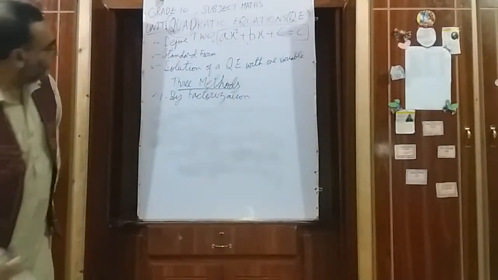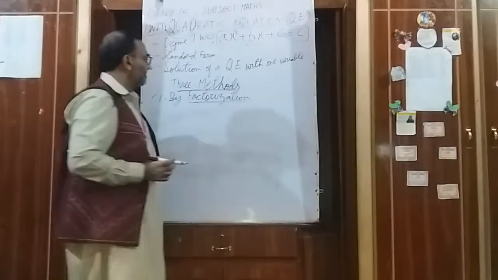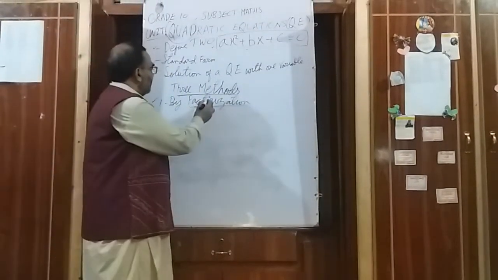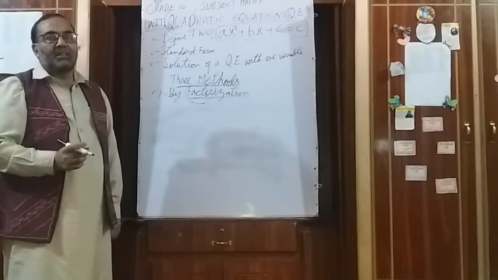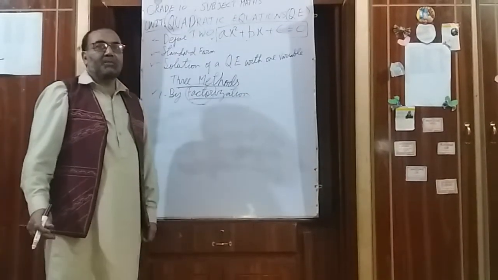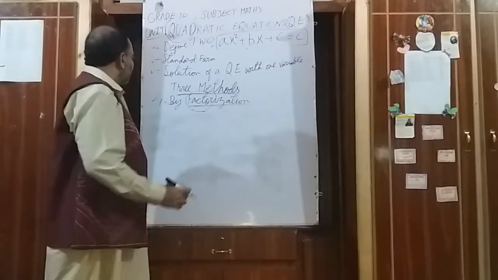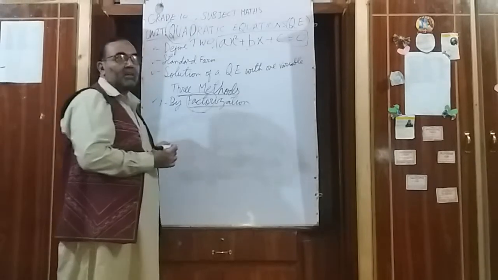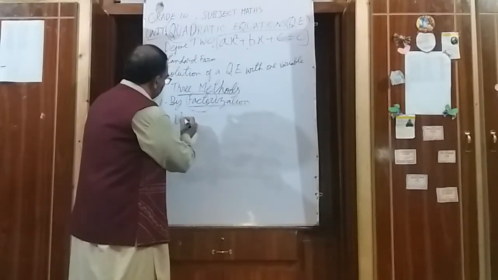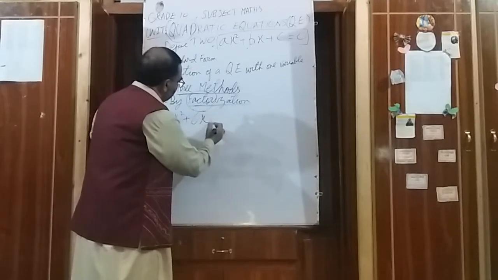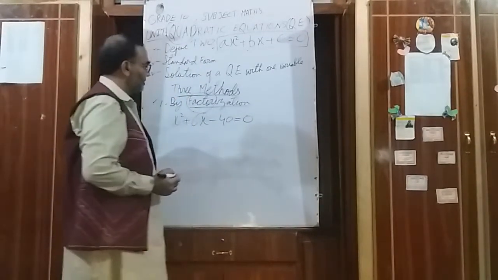Factorization method, as you are familiar by the name, factorization means you will factor some equation, and you will also use factorization method for finding the LCM and HCF. We will take one example from your exercise 1.1. X square plus 6x minus 40 is equal to 0.